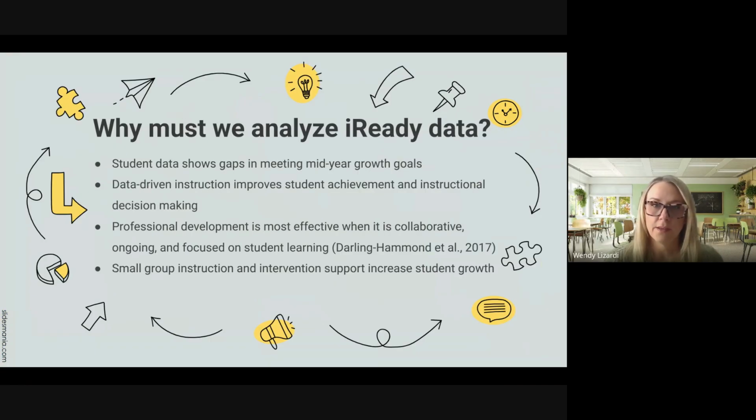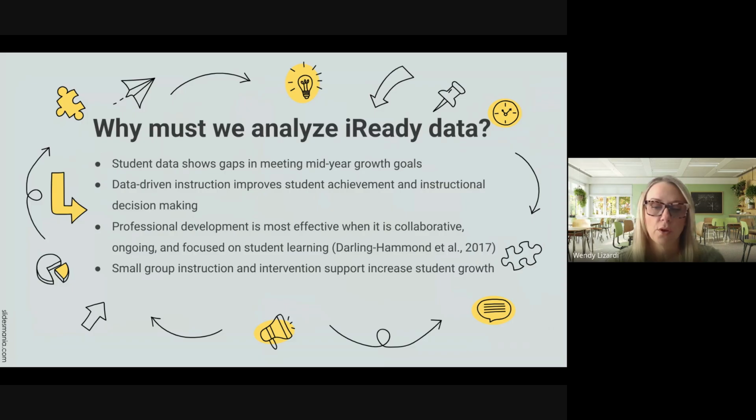So I bet you're wondering why we're here. Everyone here is amazing. We just have a few little gaps in our iReady diagnostic data for meeting our mid-year growth goals. So we want to go ahead and start interventions now so that we can meet our end of the year goals. So the purpose of this professional development is to use student data to improve instruction and increase student growth.